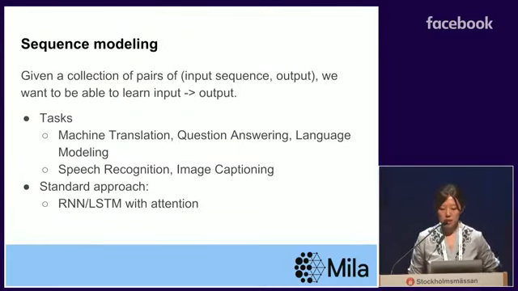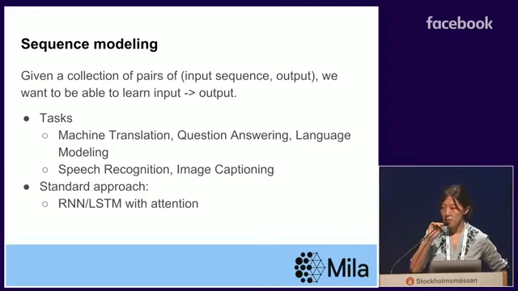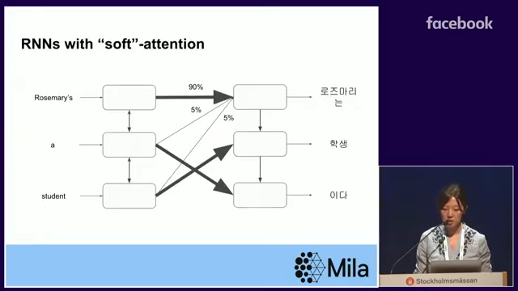Right, so what is sequence modeling? Sequence modeling is a task where you are given a collection of pairs of input sequence and output. The input is a sequence, the output could either be a sequence or a single token or a few tokens. And we want to be able to learn the relationship that goes from the input to the output. There are many tasks of this nature. Some examples are machine translation, question answering, language modeling, speech recognition, image captioning. The standard approach for tackling these tasks is to use RNN or LSTM GRUs with attention.